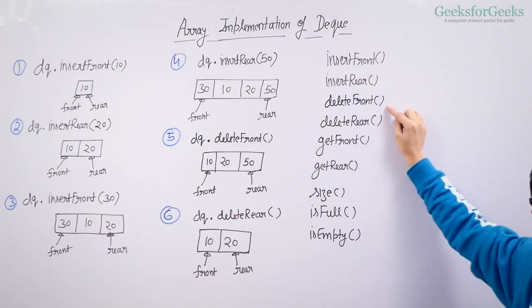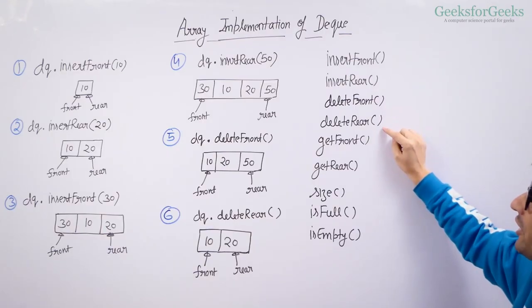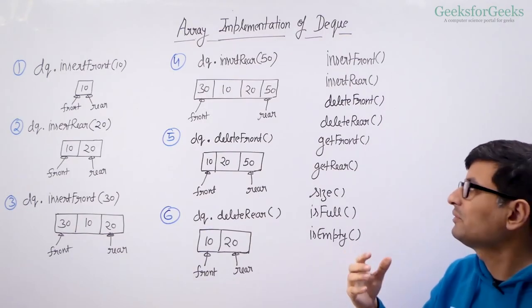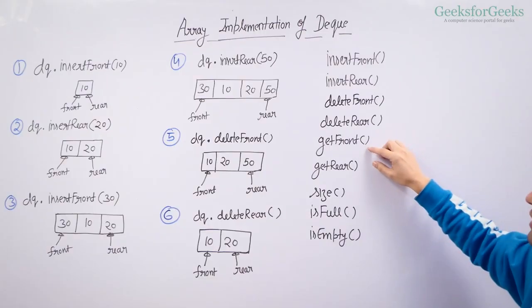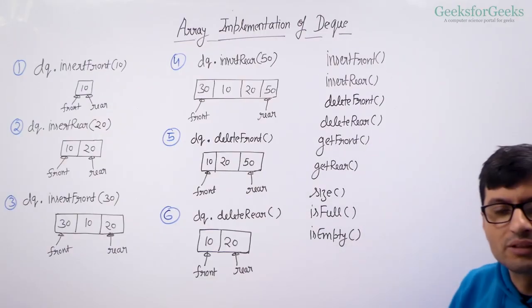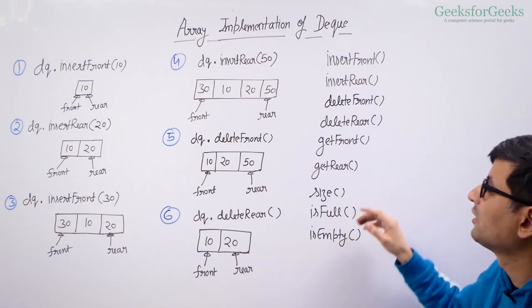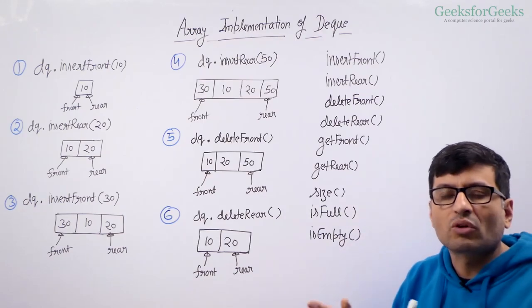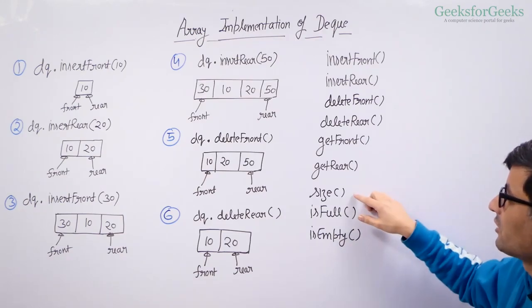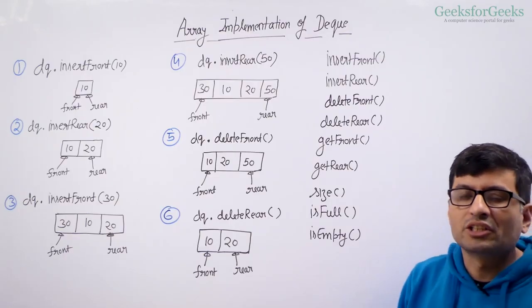Delete front, that deletes the front item. Delete rear, that deletes the last item or rear item. Get front, that gives you the front item from Deque. Get rear, that gives you the rear or last item from the Deque. Size tells you how many items are there in the Deque.